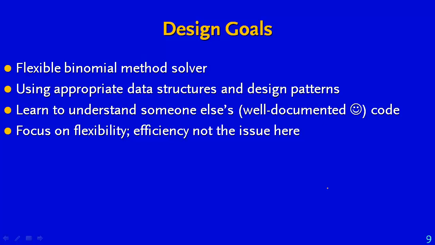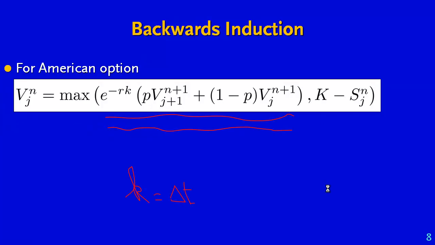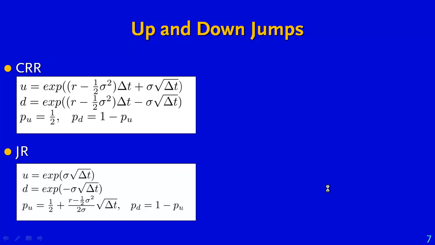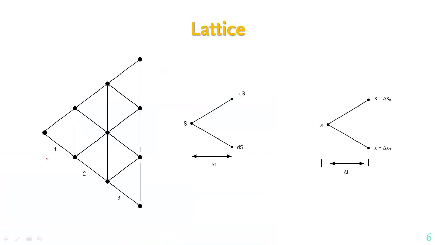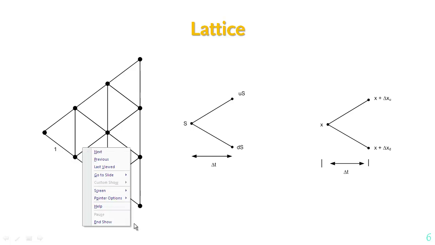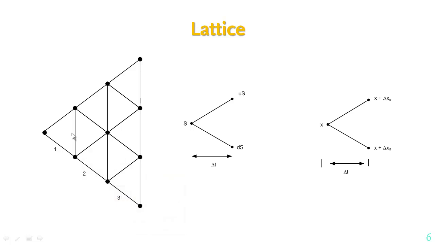We want to learn how to produce the appropriate data structures and design patterns. What do we mean by the data structure? It's like a matrix here. First of all, the lattice here, it's like a vector of a vector, and that's the way we've actually implemented it in the code which I give you as well, which you need to study and work out.